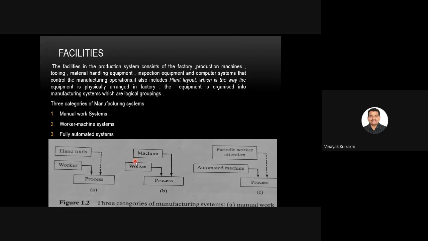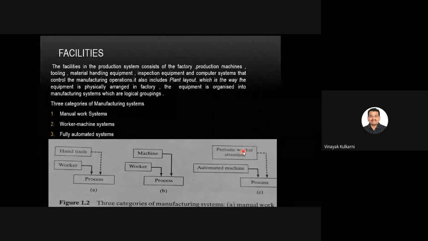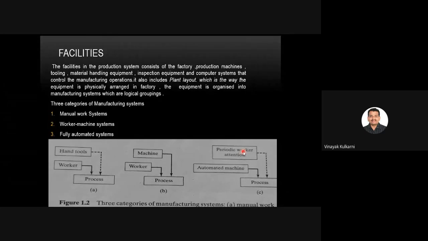Next, the last one is the automated machine with periodic worker attention, and the process. Automated machine means now you have a CNC machine, you have already input the program, and other things are done. After machining is done by the CNC machine, you need to take out the part. The machine will not throw the part outside, you need to pick it up. Sometimes you need to check whether it is machining correctly or not. So we call it periodic worker attention.